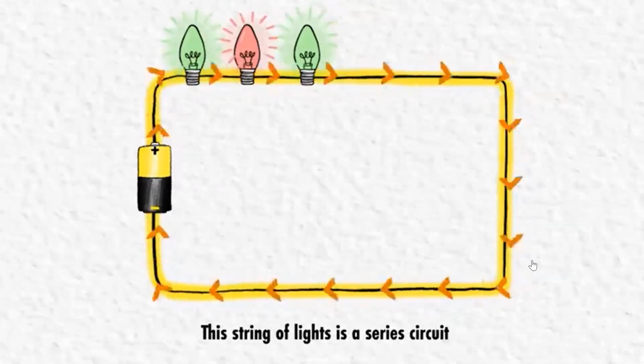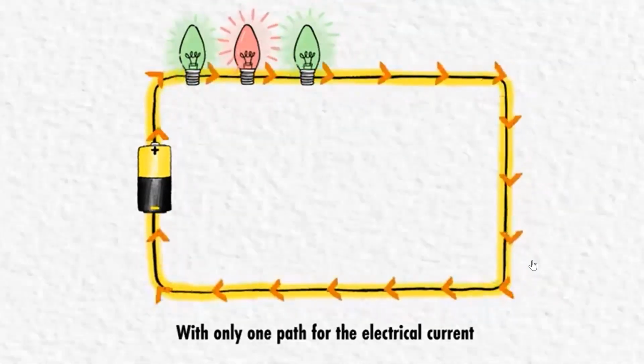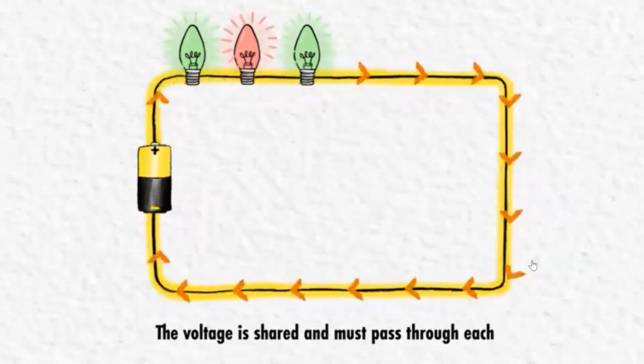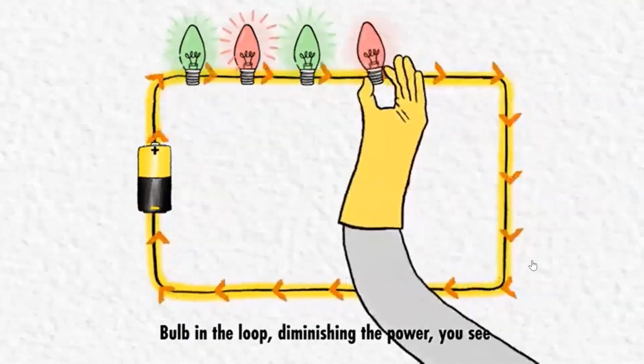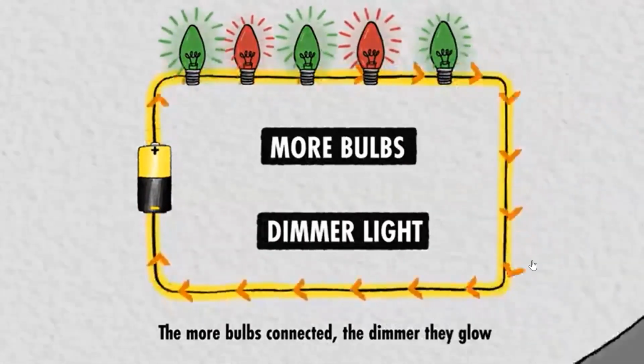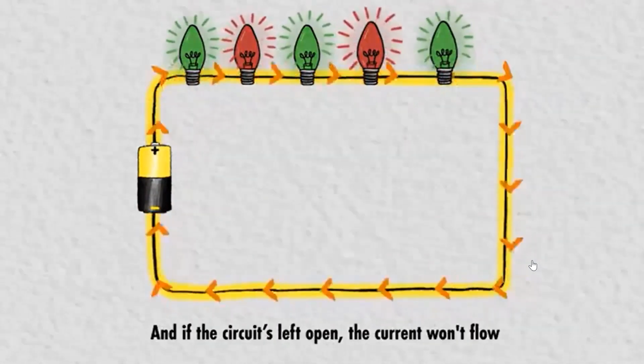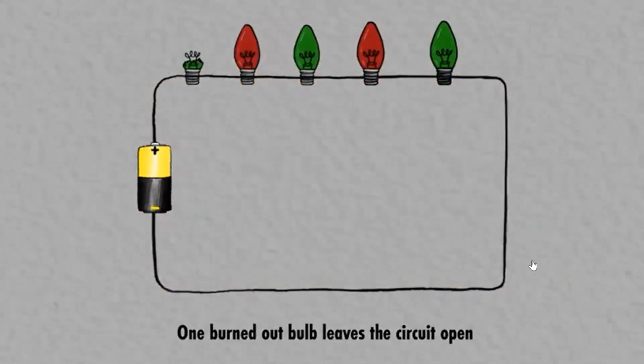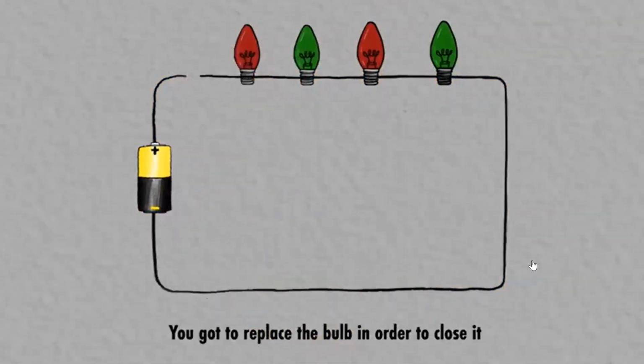This string of lights is a series circuit with only one path for the electrical current. The voltage is shared and must pass through each bulb in the loop, diminishing the power, you see. The more bulbs connected, the dimmer they glow. And if the circuit's left open, the current won't flow. One burned out bulb leaves the circuit open. You gotta replace the bulb in order to close it.